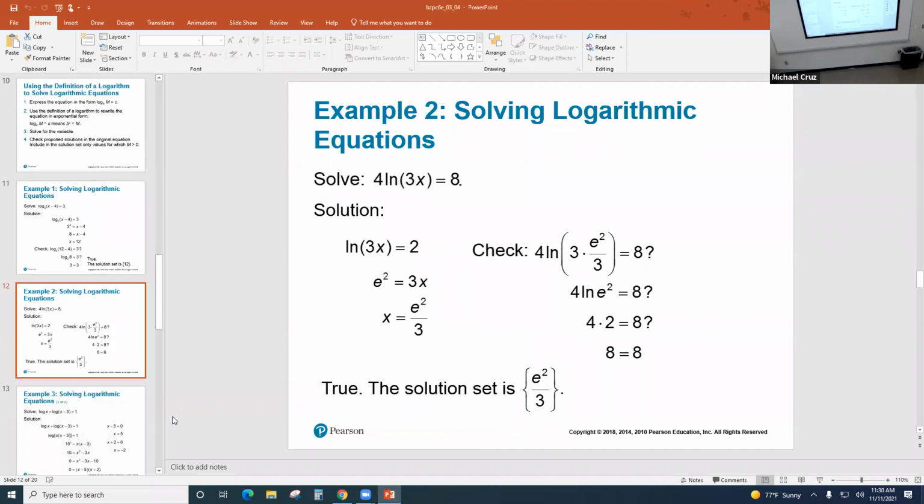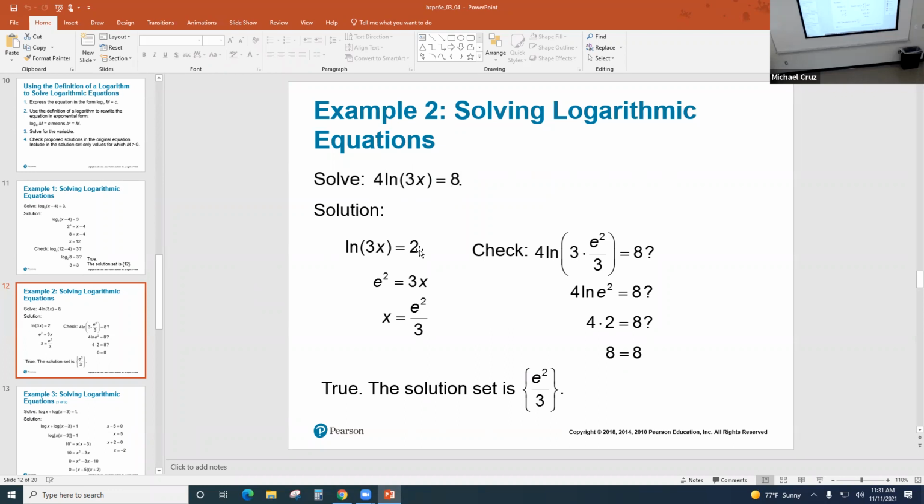So let's look at another example here. 4 ln of 3x is equal to 8. First thing is, remember, this is multiplying this, so we can take the 4 and divide it into the 8 and get 2. It's multiplying that ln, so we can divide both sides by 4 essentially. Then we got ln of 3x is equal to 2.